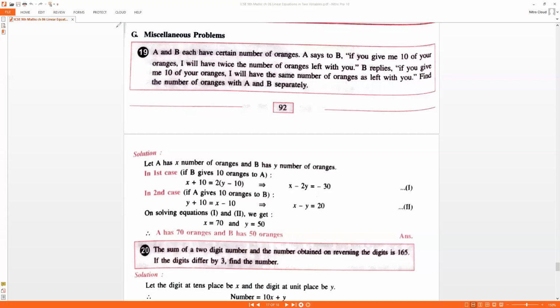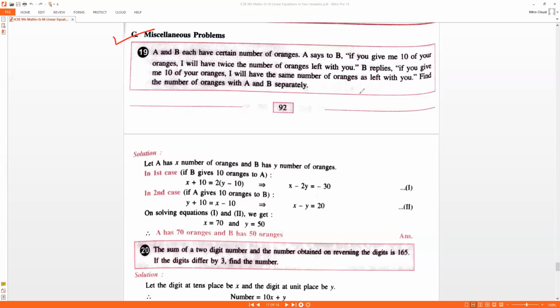All right. Some miscellaneous problems. A and B each have a certain number of oranges. A says to B, if you give me 10 of your oranges, I will have twice the number of oranges left with you. B replies, if you give me 10 of your oranges, I will have the same number of oranges as left with you. Find the number of oranges with A and B separately.